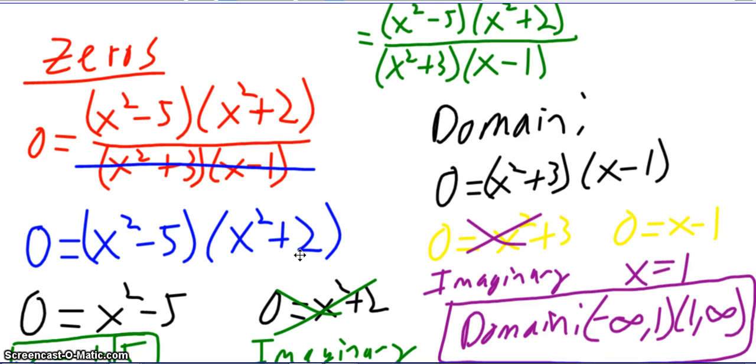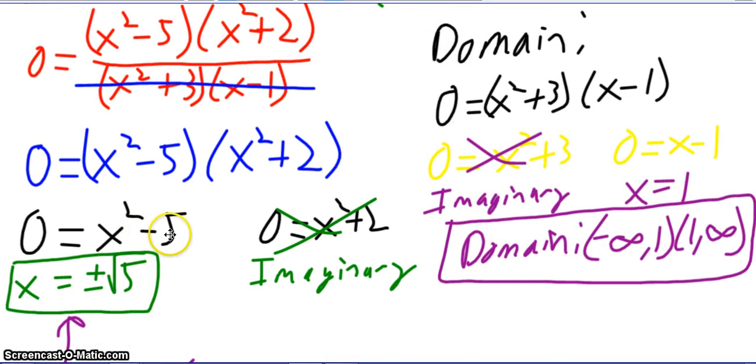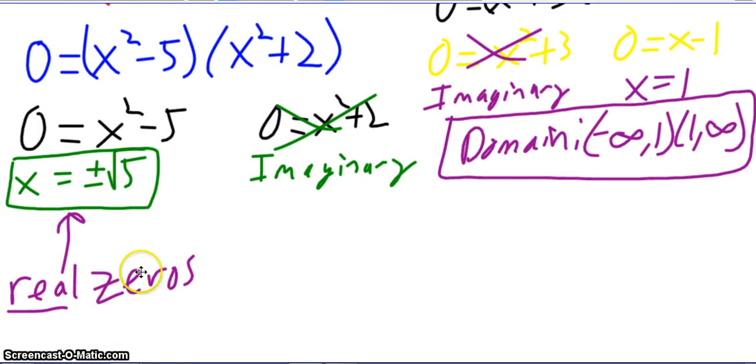Because of the zero product property, I can set each factor equal to 0. So I get 0 equals x squared minus 5, which gives me x equals plus or minus the square root of 5. And I get 0 equals x squared plus 2, which is going to give me imaginary or complex solutions. Therefore, I can ignore this, and my real zeros are x equals root 5 and x equals negative root 5.